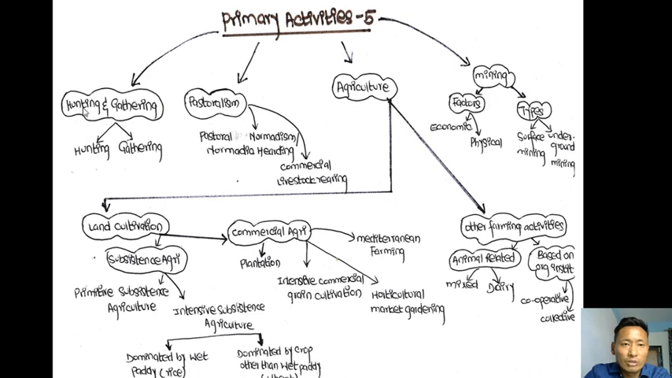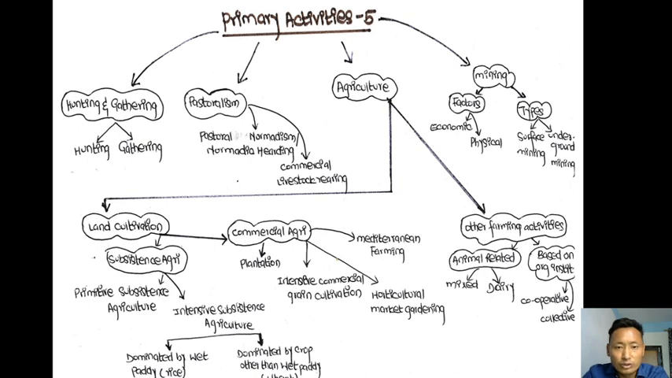The first type of primary activity is hunting and gathering. Under hunting and gathering, we are going to learn two parts. Pastoralism also has two parts: pastoral nomadism, also called nomadic herding, and commercial livestock rearing. Under agriculture, we have two main parts: land-based agriculture or cultivation, and other farming activities. Land-based agriculture or cultivation is further divided into subsistence agriculture and commercial agriculture. Subsistence agriculture is further divided into primitive subsistence agriculture and intensive subsistence agriculture. Intensive subsistence agriculture again has two parts: intensive subsistence agriculture dominated by wet paddy, and intensive subsistence agriculture dominated by crops other than wet paddy, that means wheat.